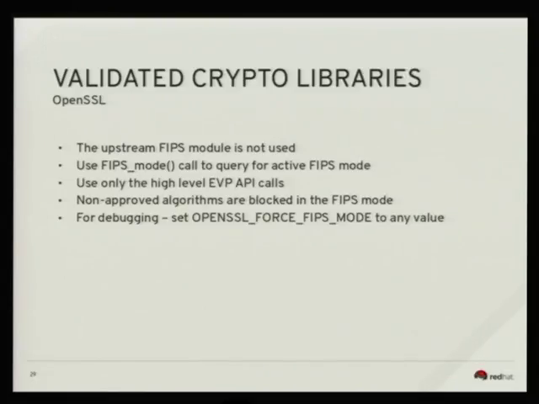Non-approved algorithms are blocked in the FIPS mode, so you cannot use them unless you know what you are doing. You can switch this blocking off if you are doing this for crypto non-security relevant things. If you want to debug and don't want to put your whole machine into the FIPS mode, you can set the OpenSSL force FIPS mode environment variable to any value, and this will put OpenSSL into FIPS mode. It won't be FIPS compliant if you do it this way, but it will behave equally.